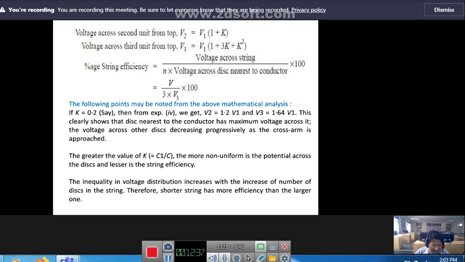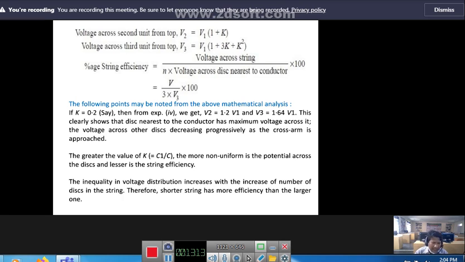Now once again, what is the string efficiency? It is the ratio of voltage across the string to the product of the number of discs and the voltage across the disc nearest to the conductor. So here the voltage across the string is V, N is the number of discs, which is 3, and the voltage across the disc nearest to the conductor is V3. Therefore the string efficiency from the above derivation is V by (3 into V3), multiplied by 100, which is the percentage string efficiency.